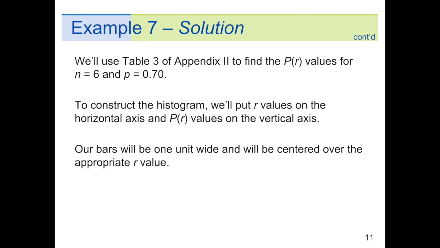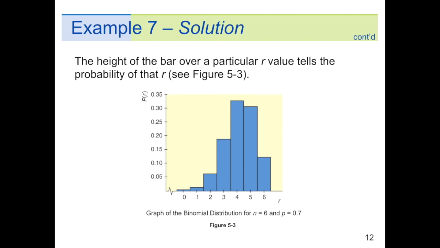To construct the histogram, we'll put R values on the horizontal axis and P of R values on the vertical axis. Our bars will be 1 unit wide and will be centered over the appropriate R value. The height of the bar over a particular R value tells the probability of that R.